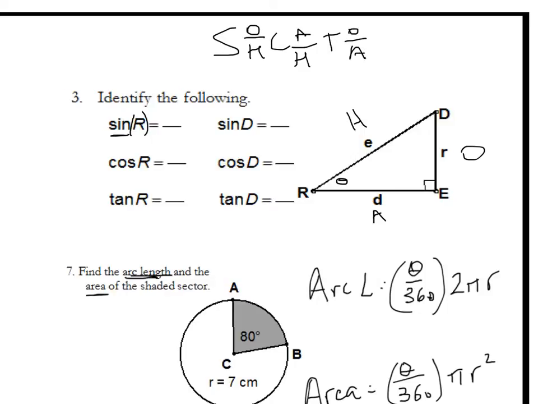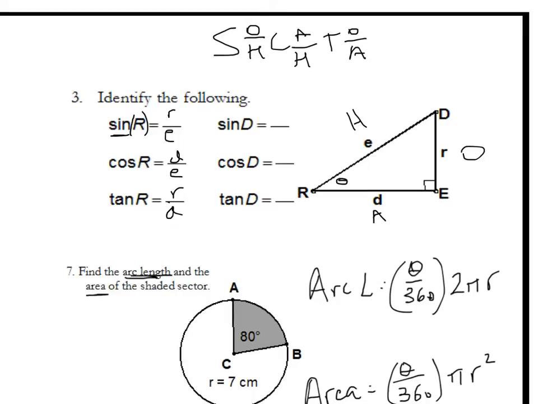Okay, so sine of R is opposite over hypotenuse, which is this side over here, opposite and hypotenuse, and the side length is R over E. Cosine is adjacent over hypotenuse, which is D over E. And then tangent is opposite over adjacent, which is R over D.